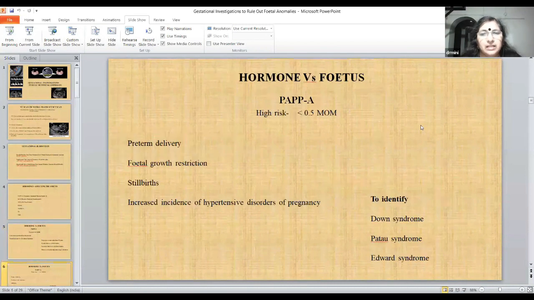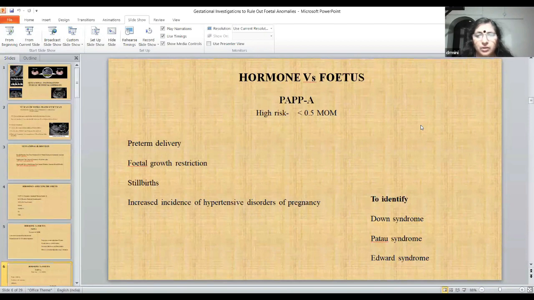PAPPA, high risk, 0.5 MoM is the normal. It can cause preterm delivery, fetal growth restriction, stillbirths, and increase the incidence of hypertensive disorders of pregnancy. These are the consequences of abnormal PAPPA.